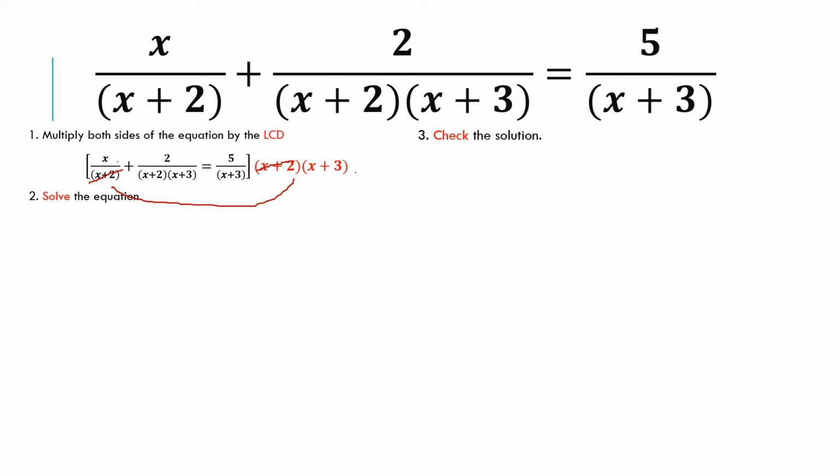The answer is x squared plus 3x. So, yan. X squared plus 3x. Yung second term naman, we have this multiplied sa LCD. So, ito.